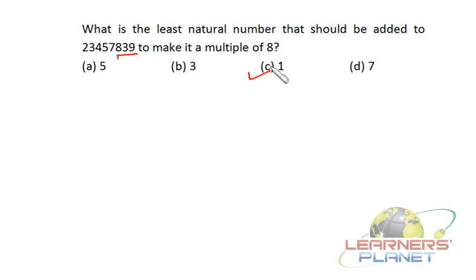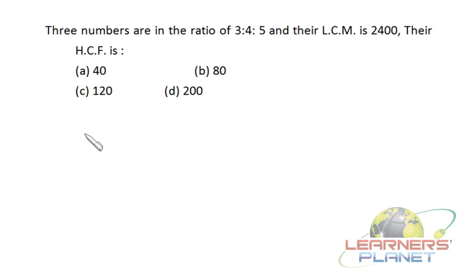Okay friends, now in this problem, three numbers are in the ratio of 3:4:5 and their LCM is 2400. What would be their H.C.F? Okay, now friends, we can do this problem by the backward approach, that is we just choose the correct option, or we can assume that option D is correct. Now if option D is correct, the numbers must be 600, that is 200 into 3, so it's 600, then 200 into 4 is 800 and 1000.